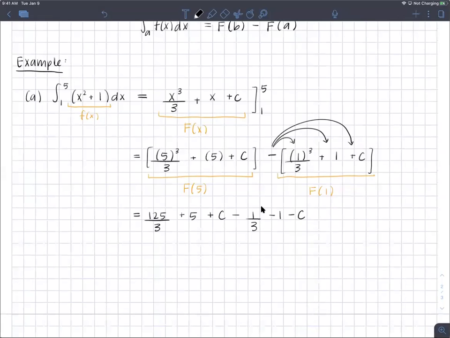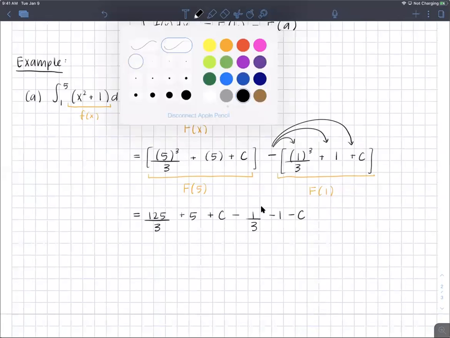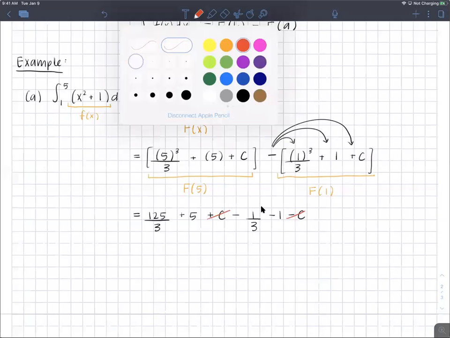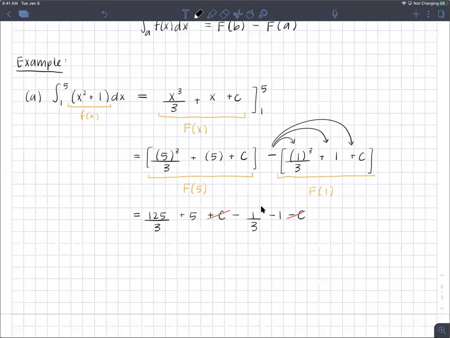minus c. And then if you look, these c's are going to cancel. So that's why you don't need to include it, because that's going to happen every single time, right? So when you're doing definite integrals, and remember, definite integrals just means you have numbers here. Whenever you're doing definite integrals, you are not going to include the c. If you wanted to, just to kind of play it safe, you can, but it's not necessary, right? Because they're always going to cancel like that. But so when you evaluate this, when you get common denominators and everything, you're going to get 136 over 3.